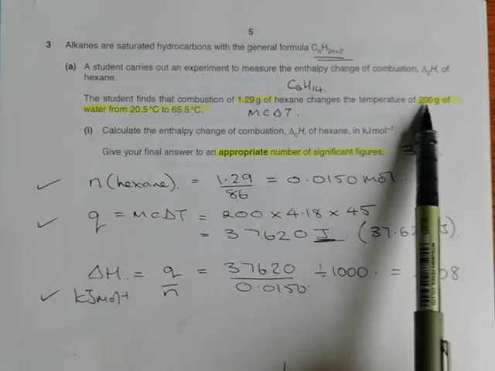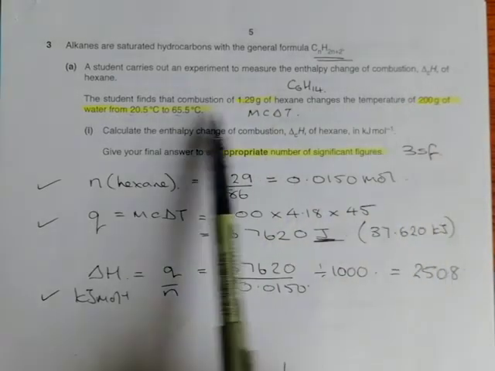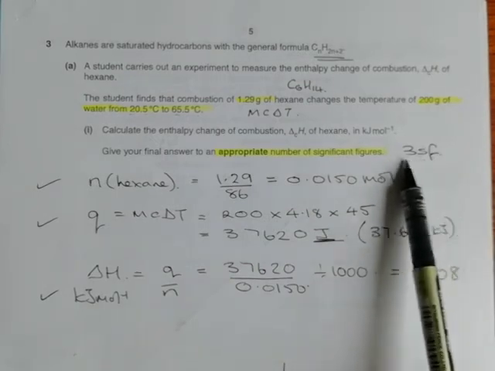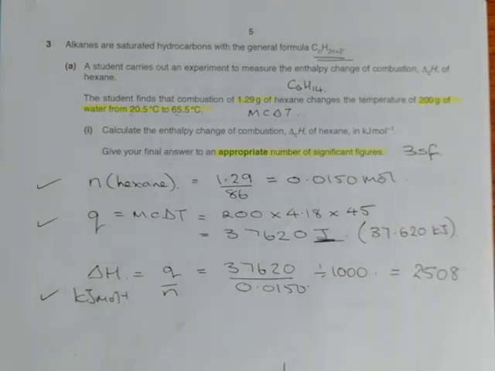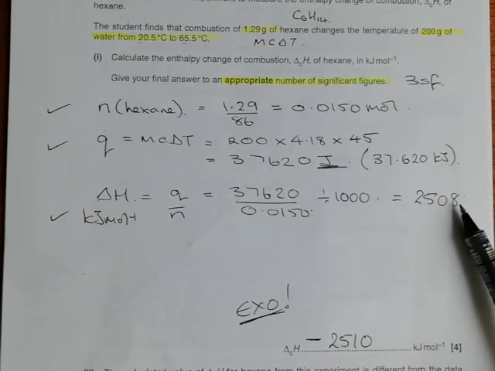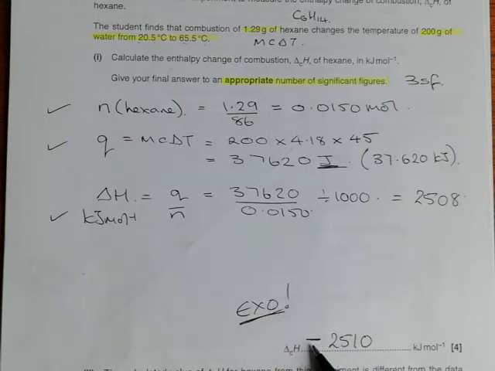So when we look here, we've got 3 sig figs, 3 sig figs, 3 sig figs. Our appropriate number is 3 sig figs. So we need to just bring that down from 4 to 3, 2510, and it's exo, so we put a minus in front of it.